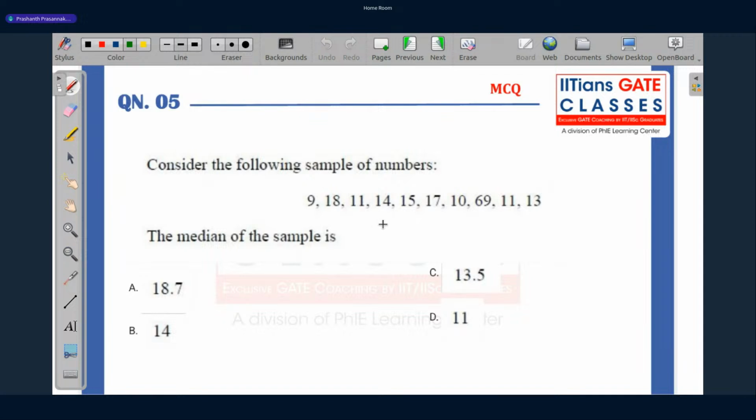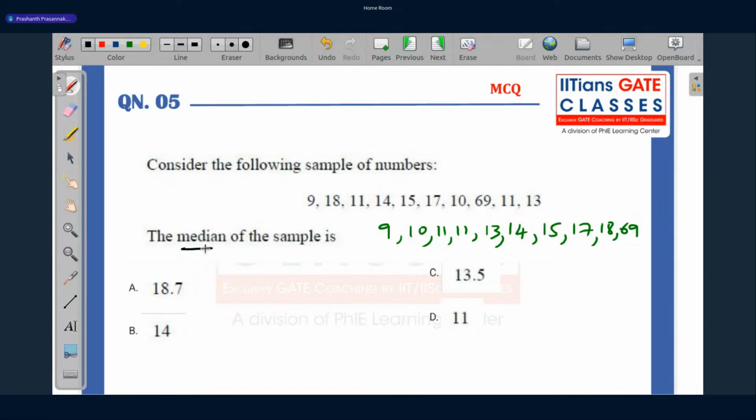So the smallest element is 9, then 10, then there are two 11s, then there's 13, then there's 14, 15, 17, 18. How many are there? 1, 2, 3, 4, 5, 6, 7, 8, 9. Remaining is this 69.